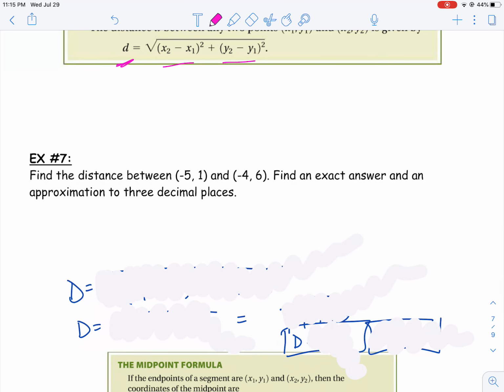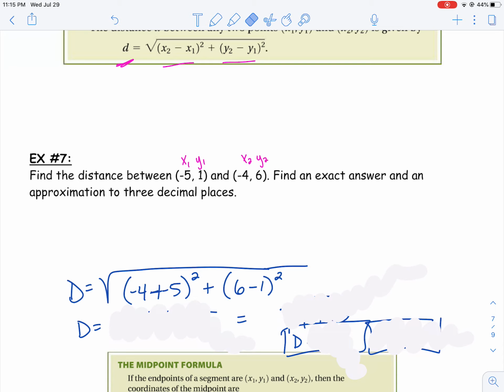So using our distance formula, we're going to take the square root of x2. Let's label these just so I don't accidentally look at the wrong number. This is my x1 and y1. This is my x2 and my y2, the x and y of my second point. So x2 minus x1: my x2 is -4 minus my x1, which is -5. You notice that I have a negative and a negative. The opposite of negative is positive, right?